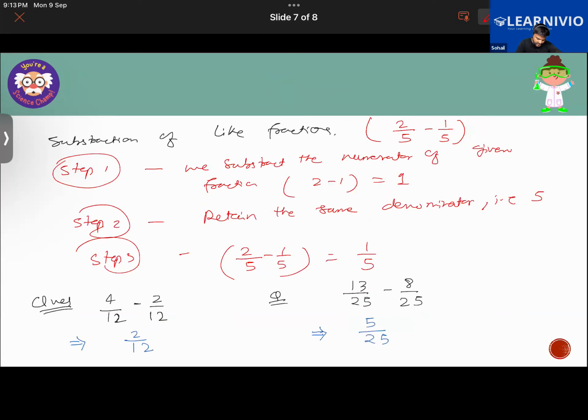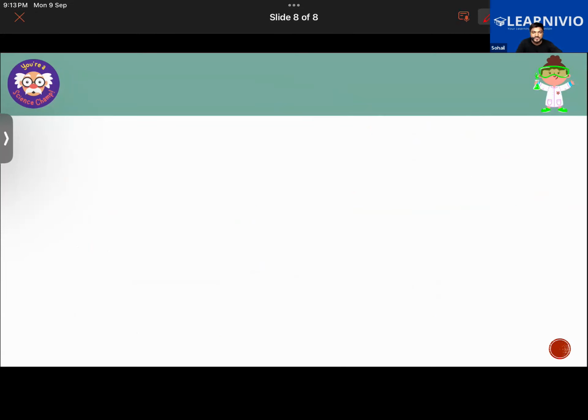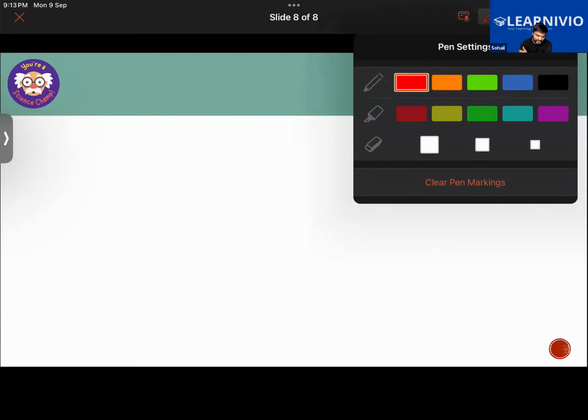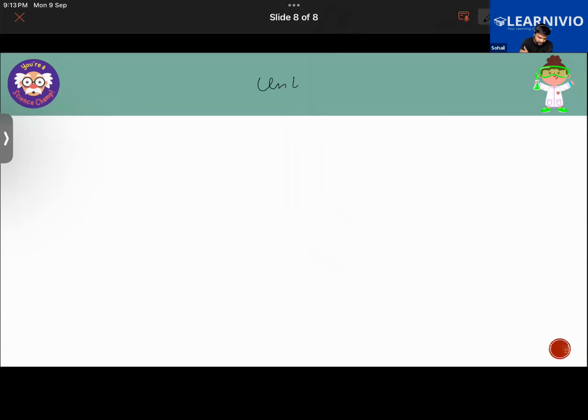Okay, now you guys have learned about this. So that was all about the addition of like fractions. Now, what about addition and subtraction of unlike fractions? So let's do that one also. First of all, let us learn about the addition of unlike fractions. As usual, we are going to take one example: 1 upon 5 plus 1 upon 3.